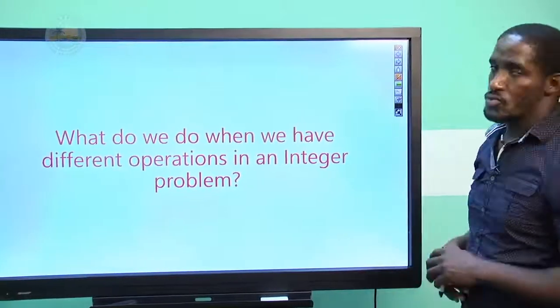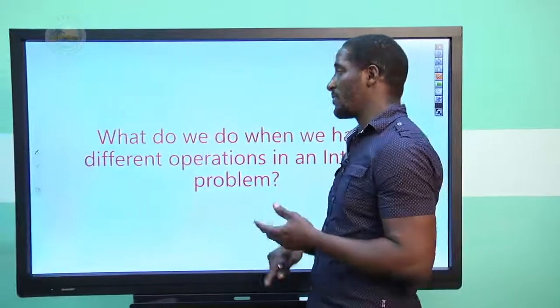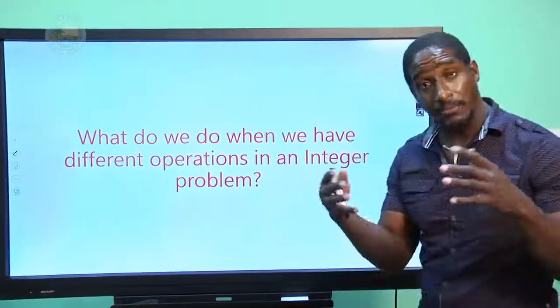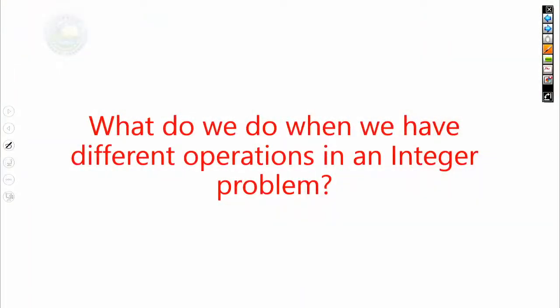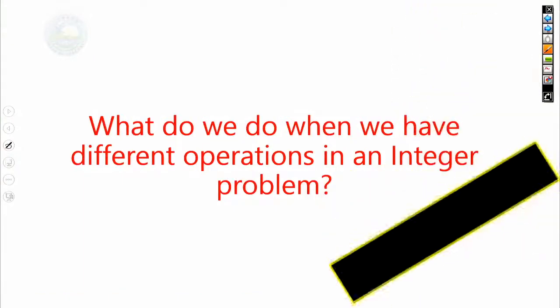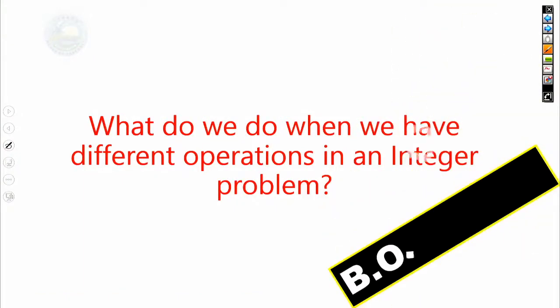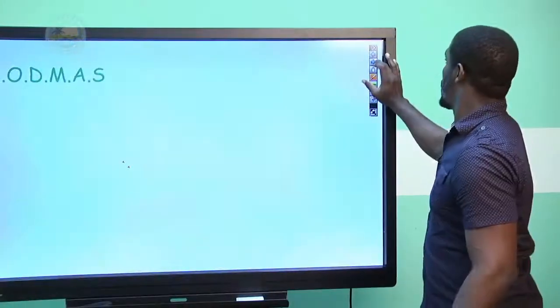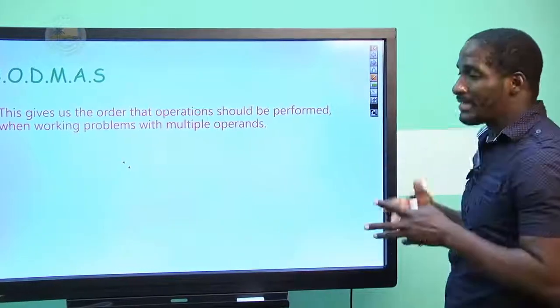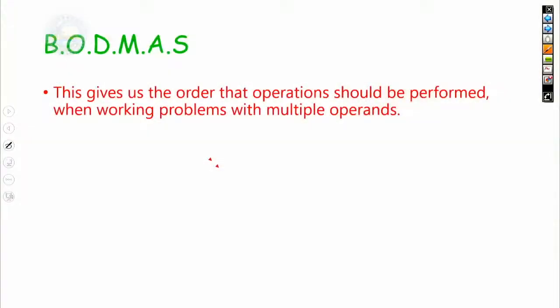What do we do? So we have looked at addition, multiplication, subtraction, division, and powers with our integers. What do we do when we have different operations in our problem? Bingo, that's right, we do BODMAS. What is BODMAS? BODMAS is the system that we use to tell us the order in which the operations should be performed when working problems with multiple operations.